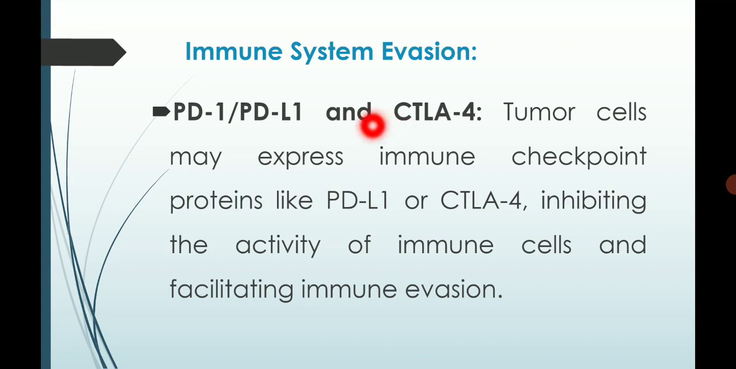Finally, you have to study about immune system evasion, which is regulated by two different pathways, that is PD-1 and PDL-1 and also the CTLA-4 pathway. So the inhibition of these pathway checkpoints controls the immune cells of the body. So the tumor cells will be freely growing. If the immune system of the body is arrested, then the tumor cells will not be under control, right? So thank you.